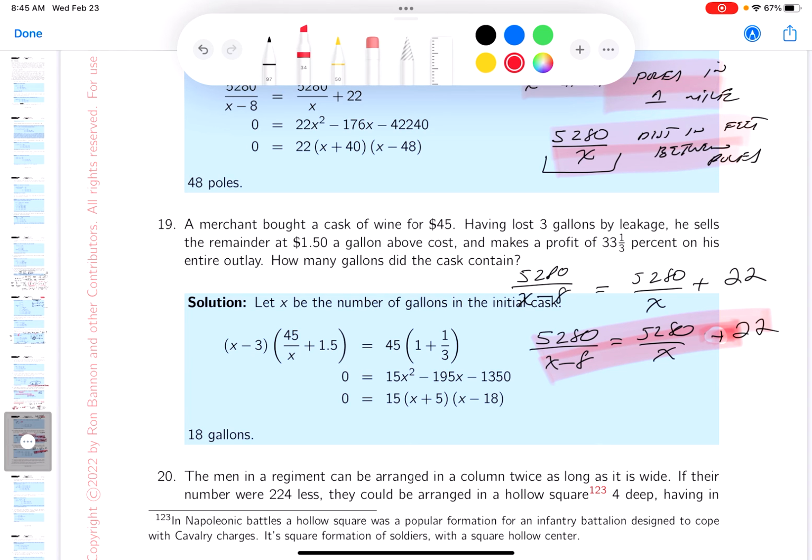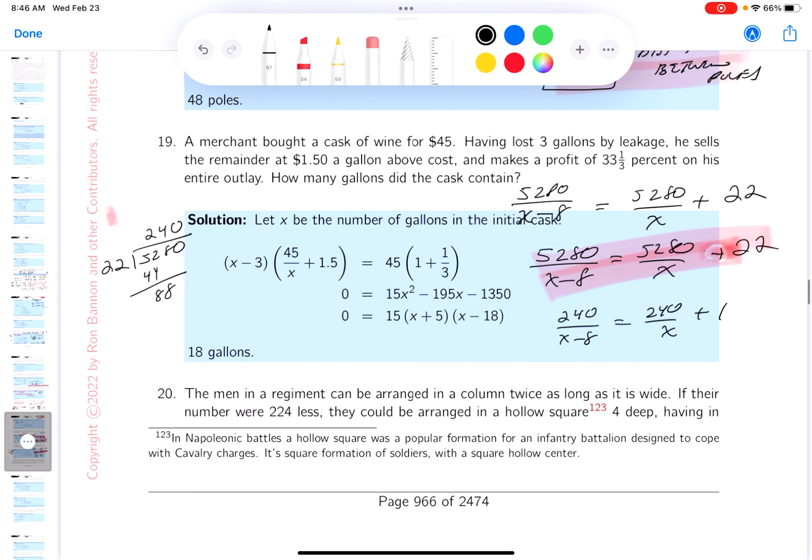I think 22 goes into 5,280. Let me put that down. Let's see, 2, that's 44. That's going to be 88, and you get 4. All right, 240. So you get 240 over x minus 8 equals 240 over x plus 1.